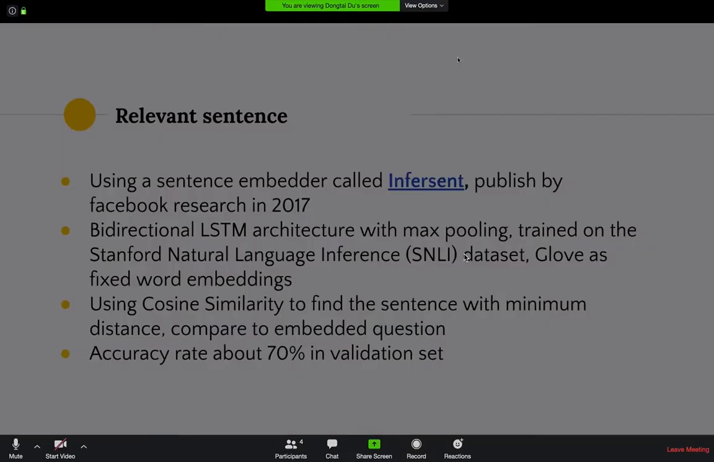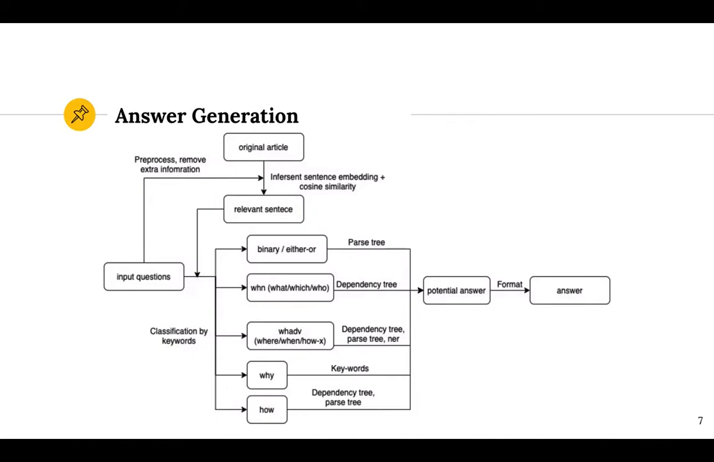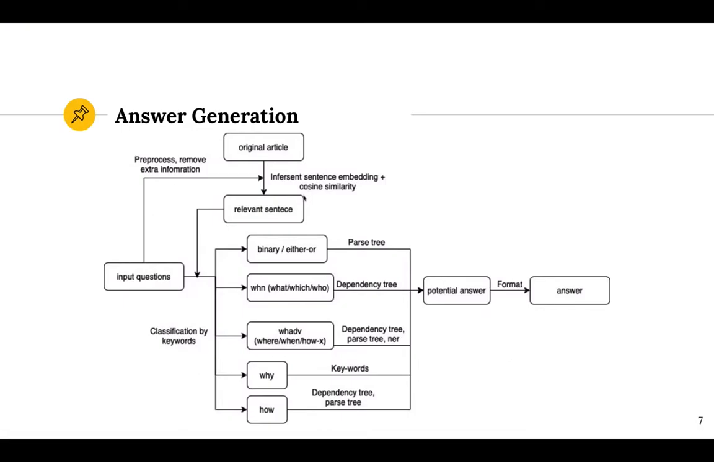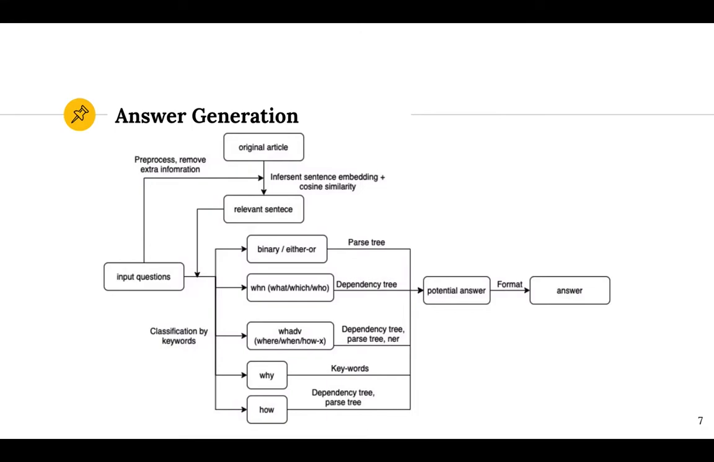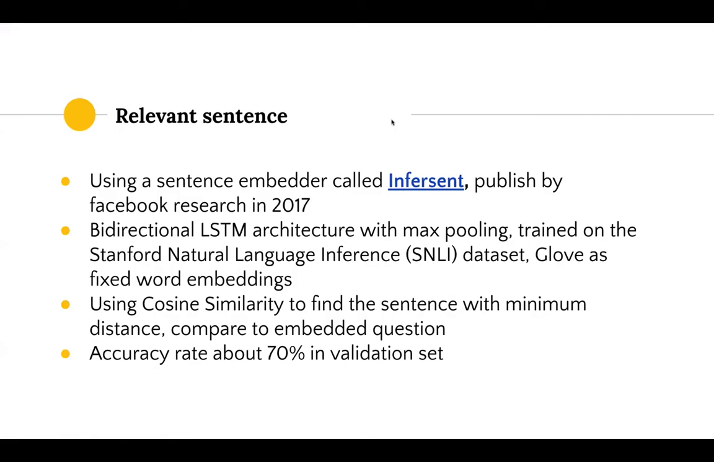So for the answer generation part, here you can see the overall flowchart. The original article is parsed to find the most relevant sentence, and we classify the input questions, and use the classified input question and the relevant sentence to generate the potential answer. So for finding the most relevant sentence, we use a sentence embedder called InferSent, which is published by Facebook Research in 2017. After each sentence is embedded, we use the cosine similarity to find the sentence with minimum distance compared to the embedded question.